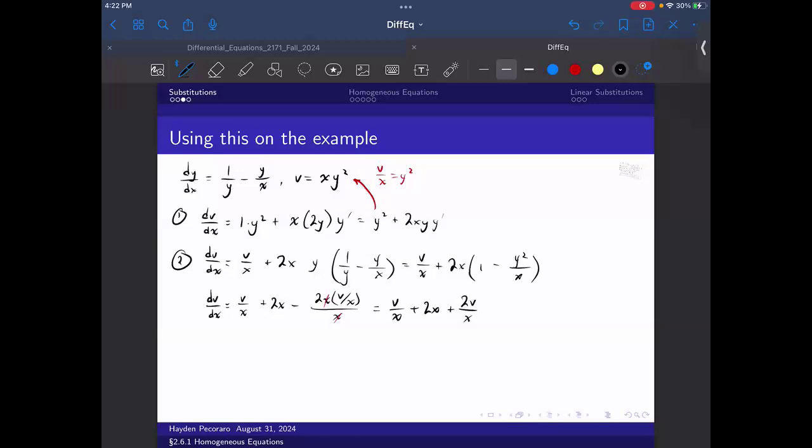Can we solve this? Maybe we should combine some stuff first. 3v over x plus 2x. So, all right, help me out again. What kind of differential equation is this? Classify it so that we can decide whether we know how to solve this or not. It's linear. It's first order, it's linear. Yeah, okay, that's all we needed. First order and linear, so we know how to solve this.